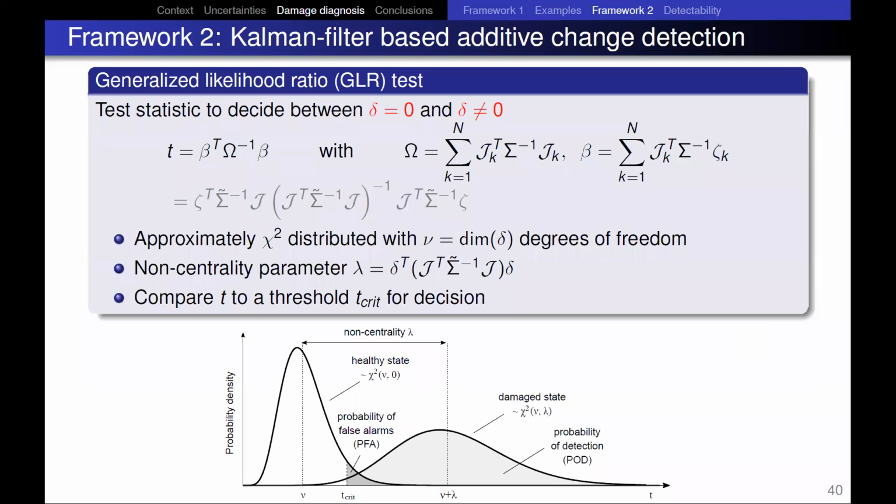So the statistical properties are actually very similar for the evaluation. We also have an approximately chi-square distributed test statistic with a noncentrality parameter that depends on our change in the system. But we start with a different premise, so we can use properties of the Kalman filter here and don't have the asymptotic evaluation of the statistics as we had before.